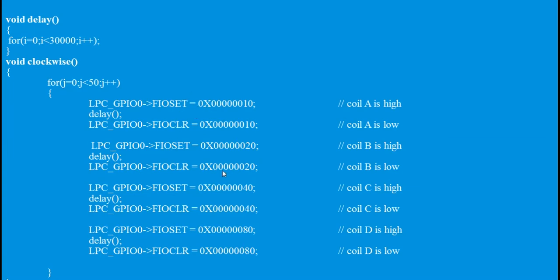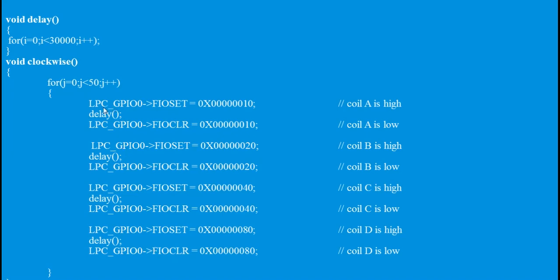Since this sequence consists of 4 steps, to complete 360 degrees it requires 200 steps. So that's why 4 into 50 leads to 200. Therefore this sequence has to be repeated 50 times. That's why we have taken the count as j equals 0, j less than 50, j plus plus, meaning this sequence will be repeated 50 times.